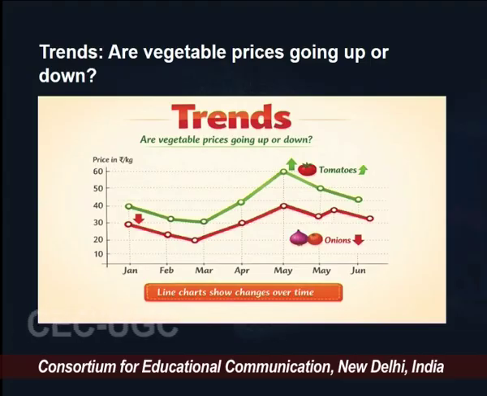Similarly, visualizations can also show you trends. For example, if you are interested in knowing whether vegetable prices are going up or down, instead of looking at prices for different months in a table, if you laid out a chart, you can see how prices behave during different months. You can, for example, say the prices of tomatoes are always higher than the prices of onion. You need not do a table-wise comparison; this graph instantly tells you that.